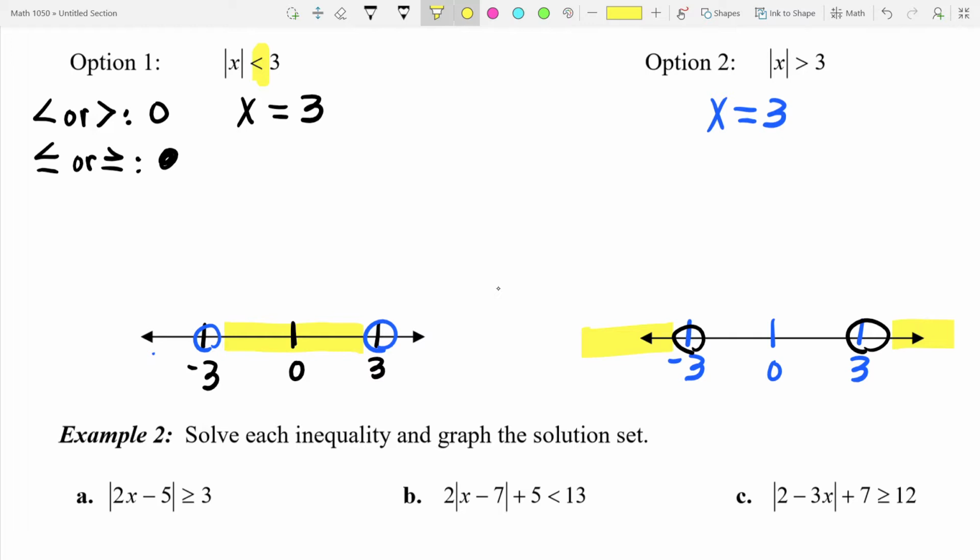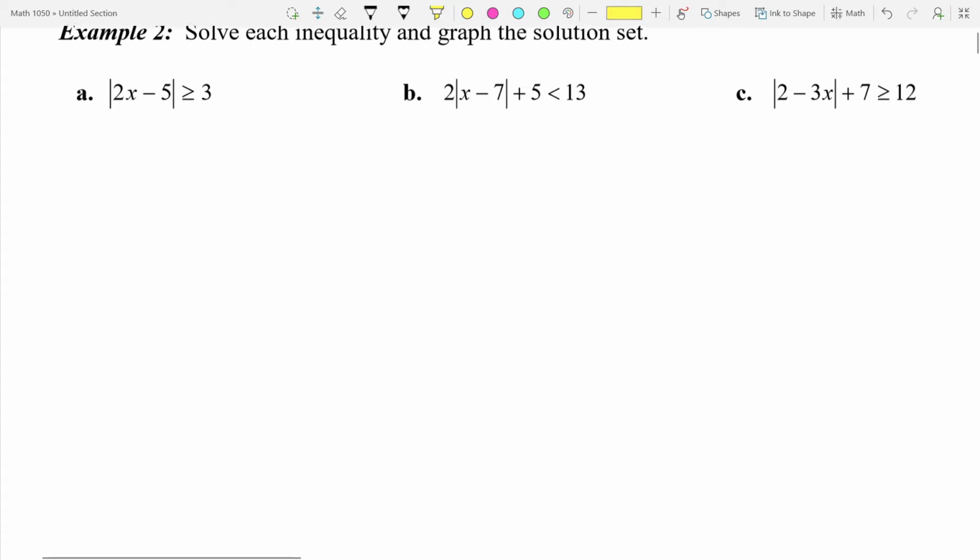If you tested a negative 4, the absolute value of negative 4 is a 4, which is bigger than 3. Test a positive 4, the absolute value of positive 4 is a 4, which is bigger than 3. So you test the true regions. Who says gotcha? Let me see up high. Okay. Now, this is going to be different.